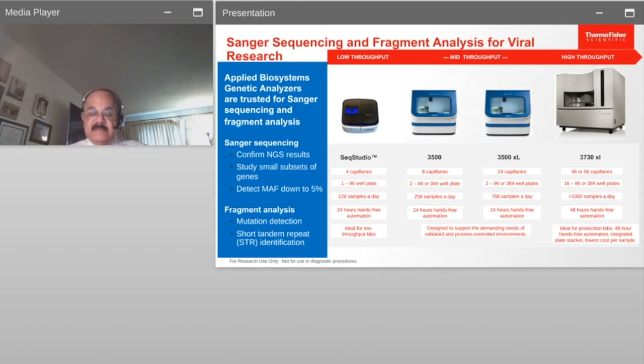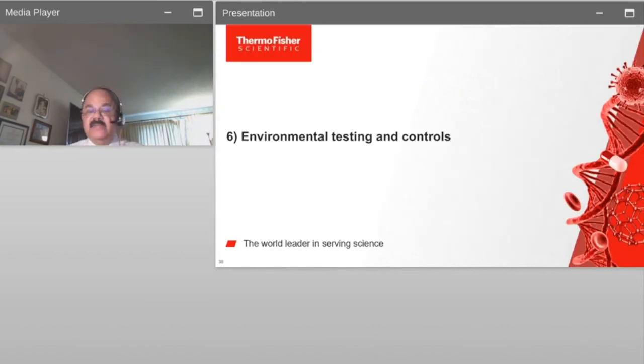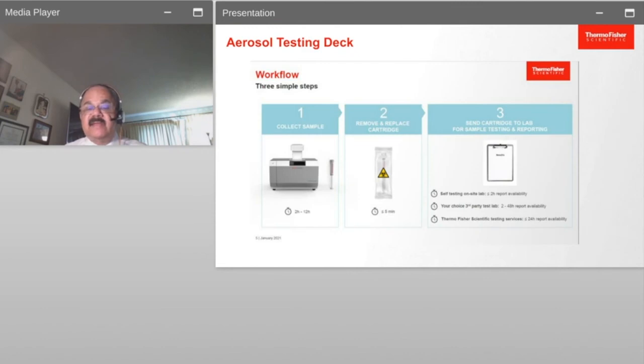One other thing that Thermo Fisher has come up with more recently is something called environmental testing. And this is an instrument, as you can see on the next slide. So there is an air collection device that collects air continuously. You can see it may be collecting air for 2 hours to 12 hours or more. The air goes in through a filter, which is in a cartridge. In the second part of the figure, you can see the cartridge in here.